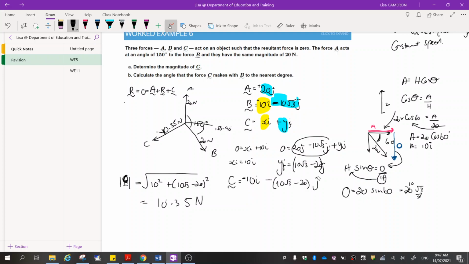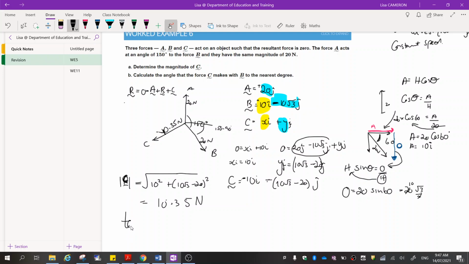Okay, so this is the vector of it. I have accounted for the direction that it's traveling here and here. I've used those component forms there. Okay, next thing we're going to do is calculate the angle that force C makes with B to the nearest degree. Now, again, not hard. You just have to know what you're doing a little bit.